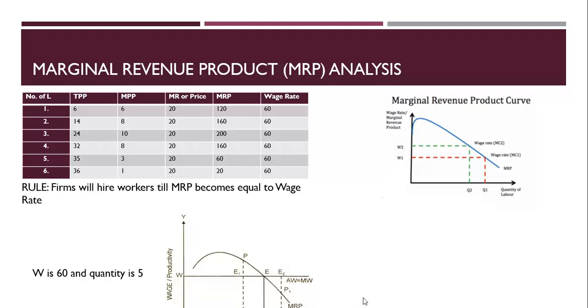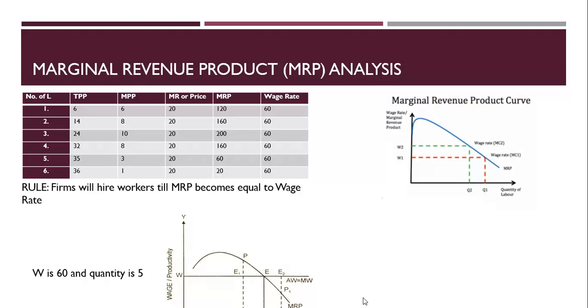Okay, why? Look at N. So this N is going to be what? If you look at the table, where does the MRP become equal to the wage rate? It happens at 5. So when you hire 5 laborers, your MRP becomes equal to the wage rate, and that is the quantity of workers that you are going to hire according to the MRP analysis.